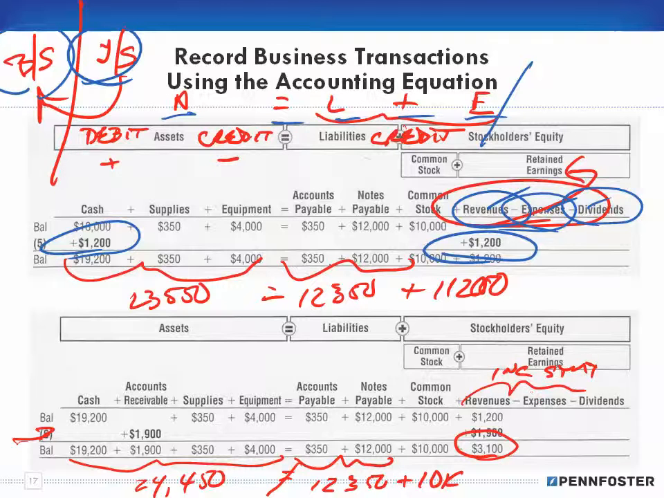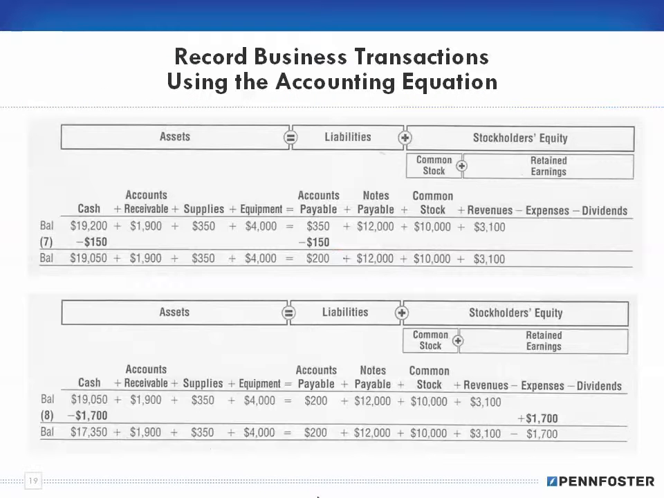When we make our closing entries, that $3,100 will end up in the retained earnings account. And when it does, our equity is not going to be 10,000, but 13,100, and then our accounting equation will be back in balance.